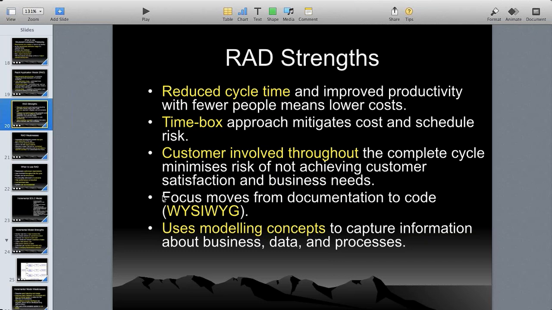Okay. Next, focus moves from documentation to code. What you see is what you get. Whatever you see, you develop that. Whatever you want, you develop that. That's it. You don't go for unnecessary additional requirements. Use modeling concepts to capture information about business data and processes. Like we have UML tools, right? We draw diagrams by using those UML tools to explain those requirements in detail to the technical team. Of course, in a workshop, when a client is explaining something, as a BA, you can draw some flowcharts or wireframes, and you can give a rough picture. It depends upon the company.